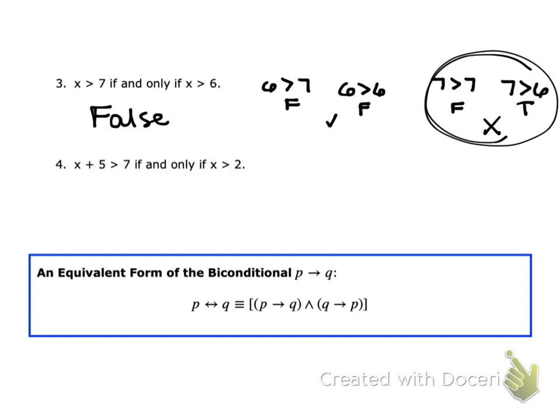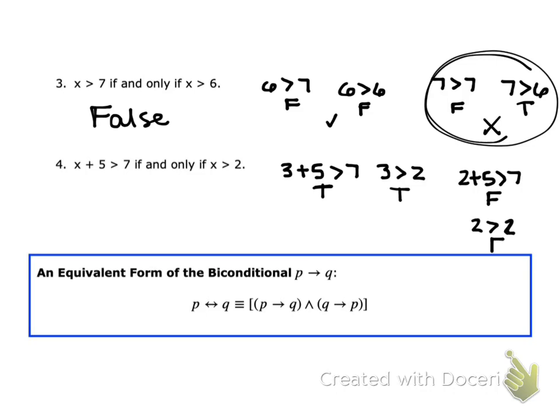Okay. Last one. X plus 5 is greater than 7 if and only if x is greater than 2. It's easy to find a true one. 3 plus 5 is greater than 7. That's true. 3 is greater than 2. That's true. It's easy to find a false one because we could even make it 2. 2 plus 5 is greater than 7. That's false. 2 is greater than 2. That's false.